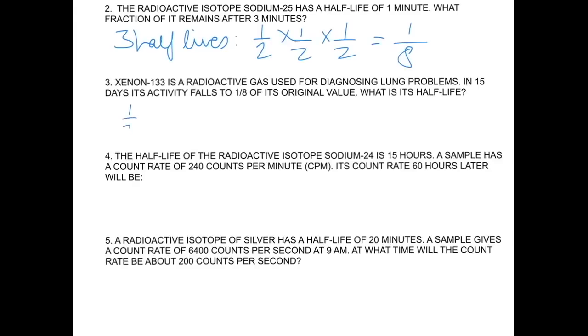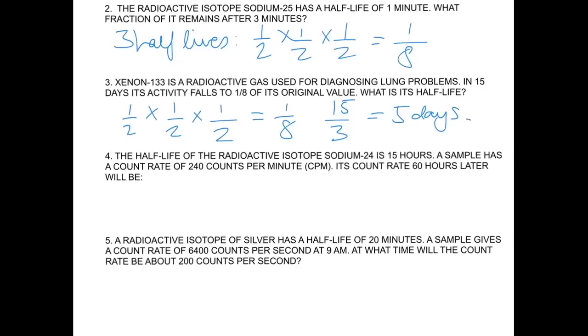So we need to work out how many half-lives occurred to get to 1/8. You might have to do trial and error, but you need to just do as many half-lives as you need to in order to get to 1/8, and the answer is actually going to be 3 of them. So 3 half-lives occurred in 15 days. So how long did it take for 1 half-life to occur? Well, you just need to do 15 divided by 3, and the answer is 5. So 5 days is its half-life.